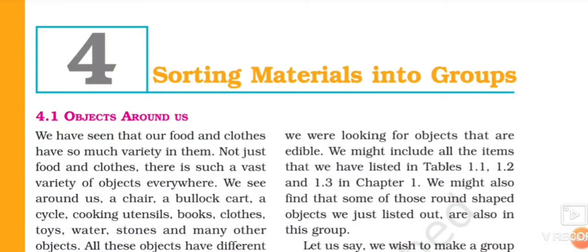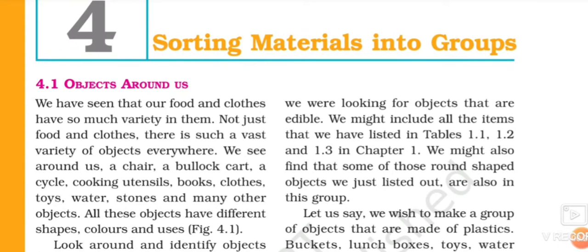Today we will start our 4th chapter of science, sorting materials into groups. What does it mean? Sorting means what? What is material? Anything that has mass and occupies space is called matter. The matter used in making an object is called material. Any object you see in front of you is made up of one or more materials.